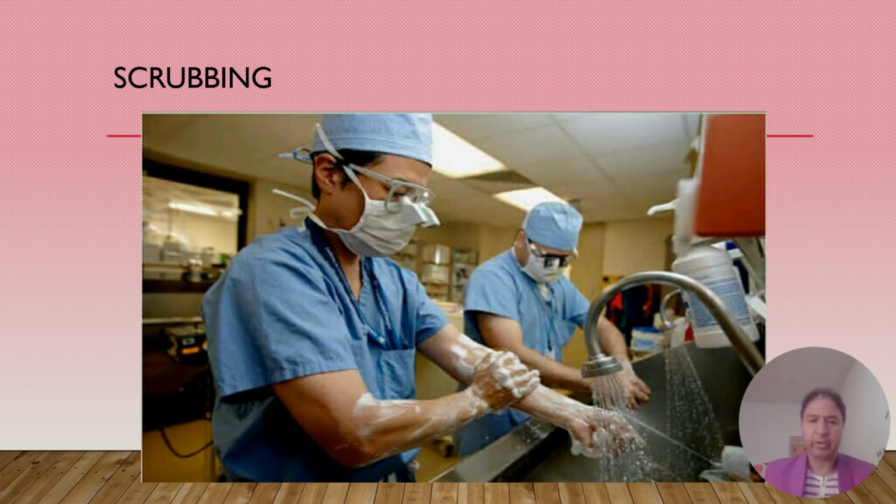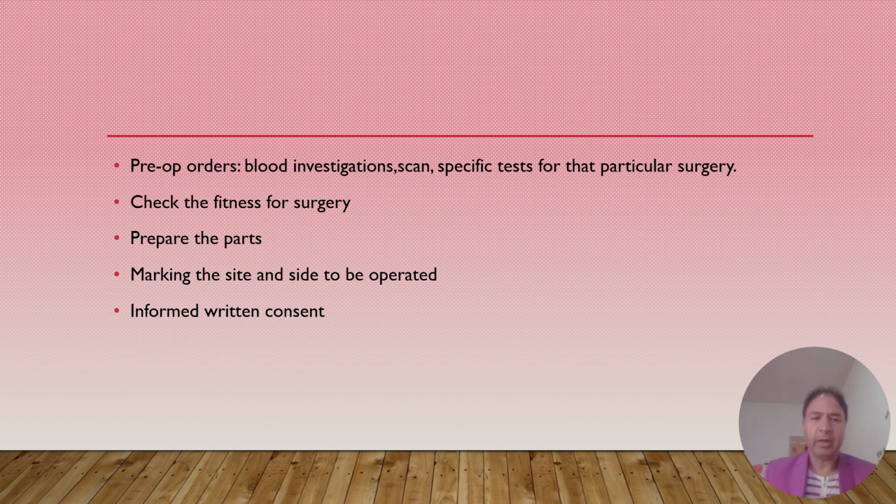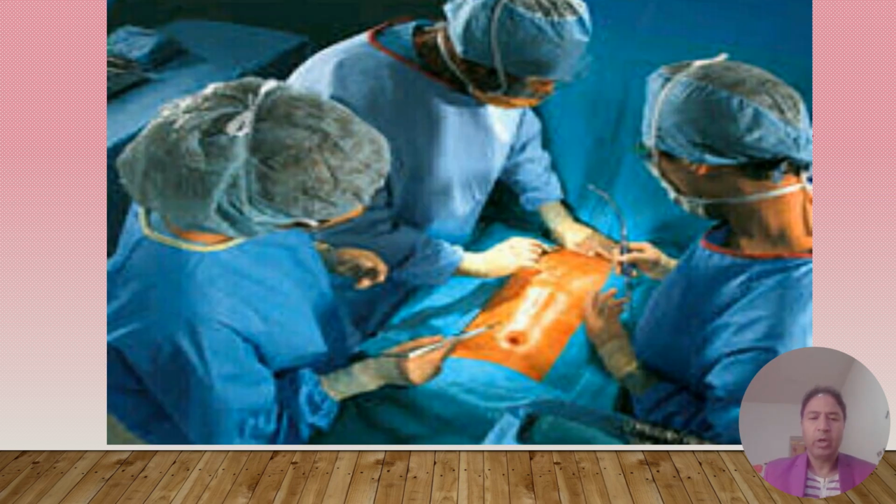Now the scrub has 9 steps on one side, 9 steps on another side. There is another video on how to scrub. Please go through that video. Pre-op orders: blood investigations should be done, specific tests for the particular surgery, check the fitness for surgery, prepare the part, mark the site and side of the operation, and take informed written consent. You have to drape the part properly and cover all other unnecessary areas, and wash and scrub with betadine the part which is to be operated.